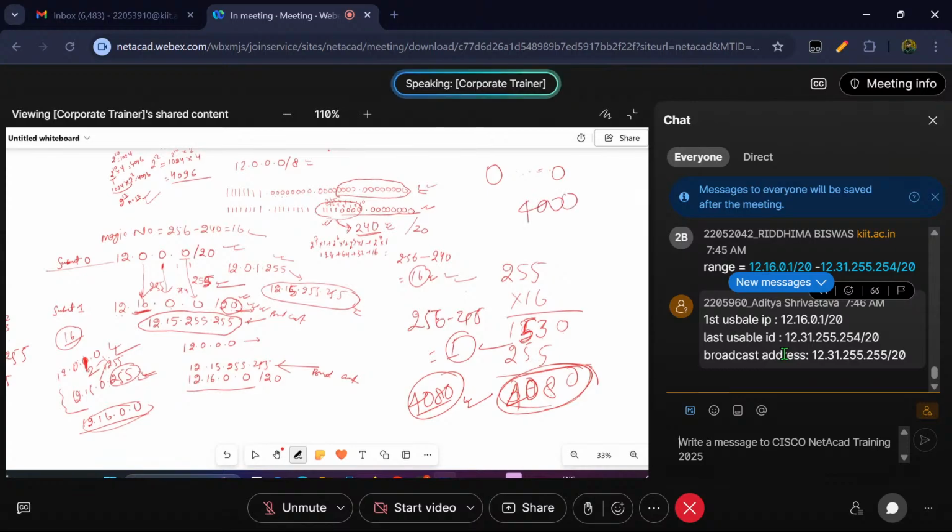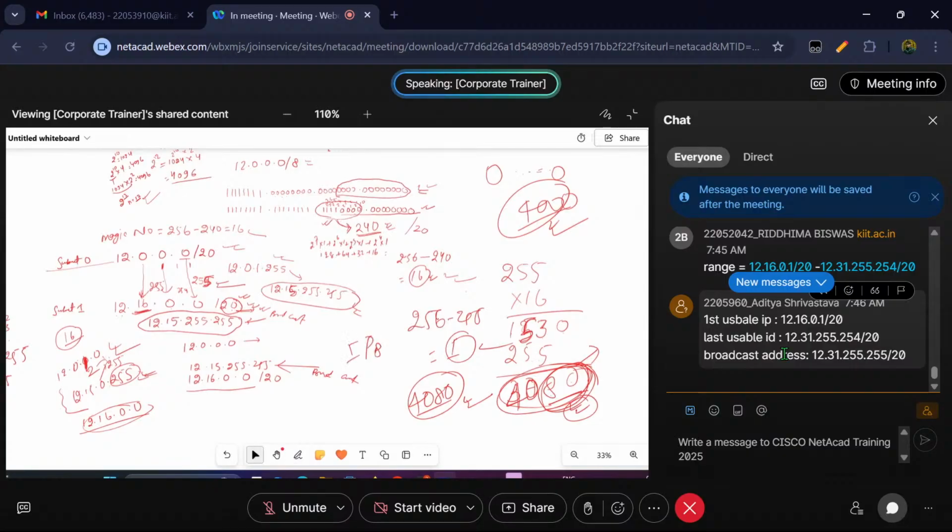4,000, right? So we have a requirement of 4,000 in each subnetted network. And what we are getting here? 4,080. So in each and every case, we have 80 hosts which are not going to be configured. We have a requirement of only 4,000, so only 80 IPs are going to be wasted.